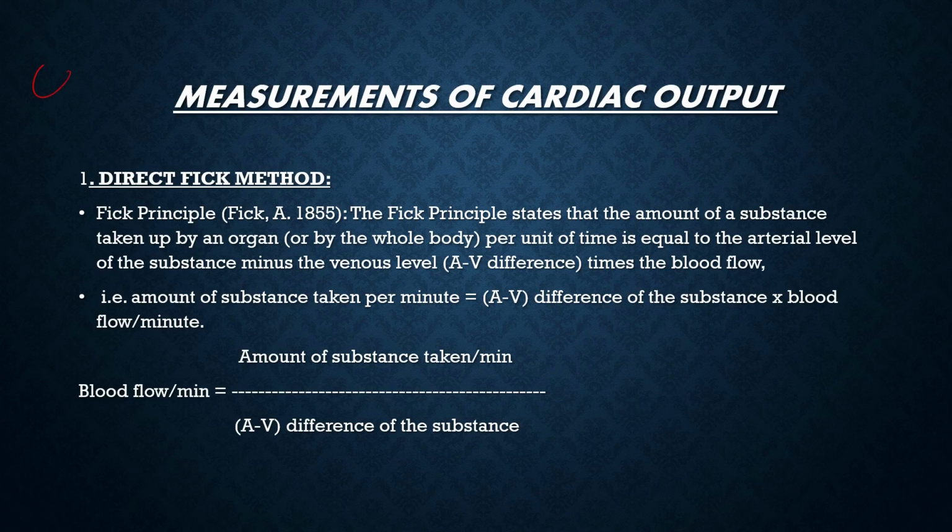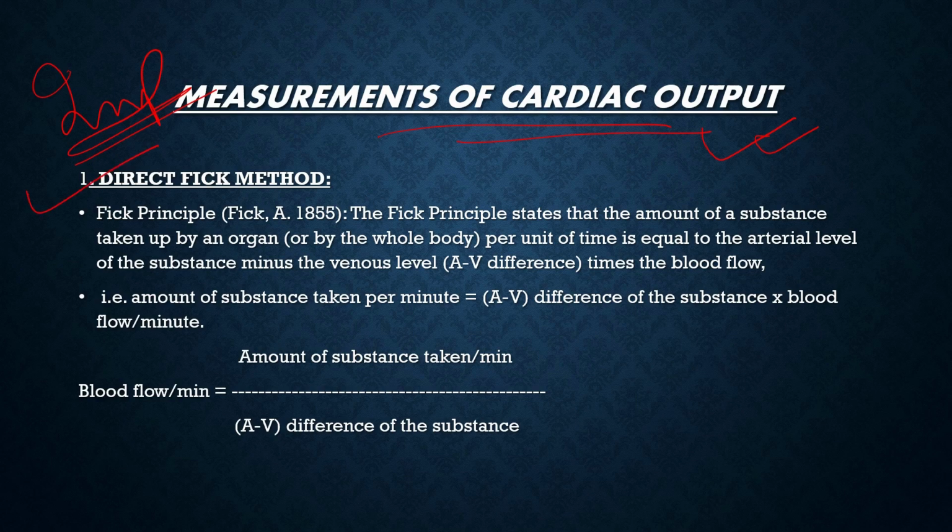Next is the most important part of cardiac output, that is the measurement. How will you measure the cardiac output? There are 2 to 3 different methods, like the direct method, which includes the Fick, or it is said to be the direct Fick method, which follows Fick's principle. And the remaining 2 methods will be discussed in the further slides.